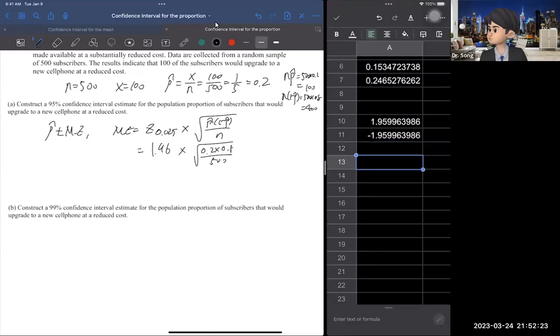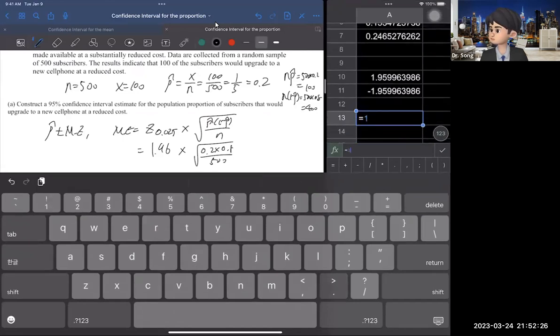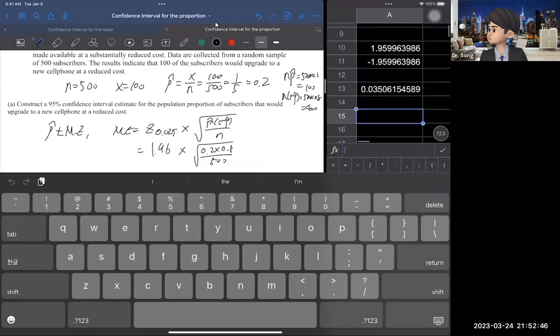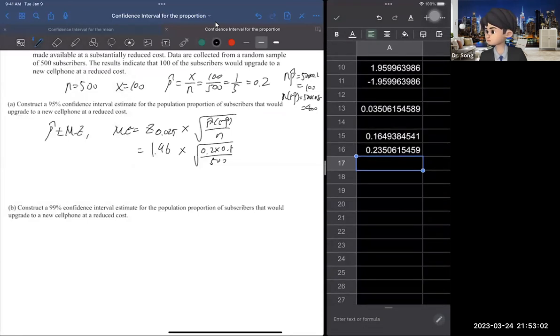Let me calculate the margin of error, which is 1.96 times the square root of 0.2 times 0.8 over sample size 500. That margin of error is 0.035 something. So p hat 0.2 minus this margin of error gives me the lower bound, and 0.2 plus this margin of error gives me the upper bound. The margin of error was 0.035, and we just found the lower bound and the upper bound.